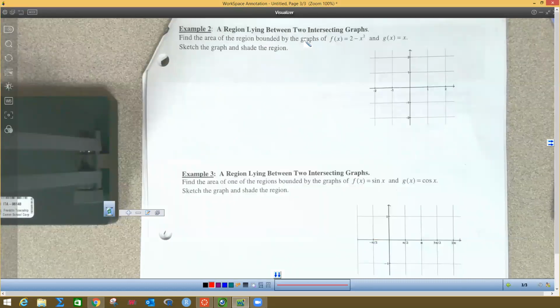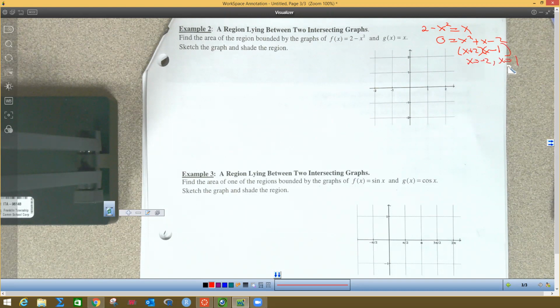So this one says, between two intersecting graphs, find the region bounded by this parabola again, and this line. Sketch the graph. So these two things are going to intersect. What I would do is find the intersection algebraically. They're going to intersect when 2 minus x squared is equal to x. So we want to get this equal to 0. I add x squared over, I got plus x, subtract 2 over. This factors to x plus 2 and x minus 1. So x is going to equal negative 2 and x is going to equal 1.